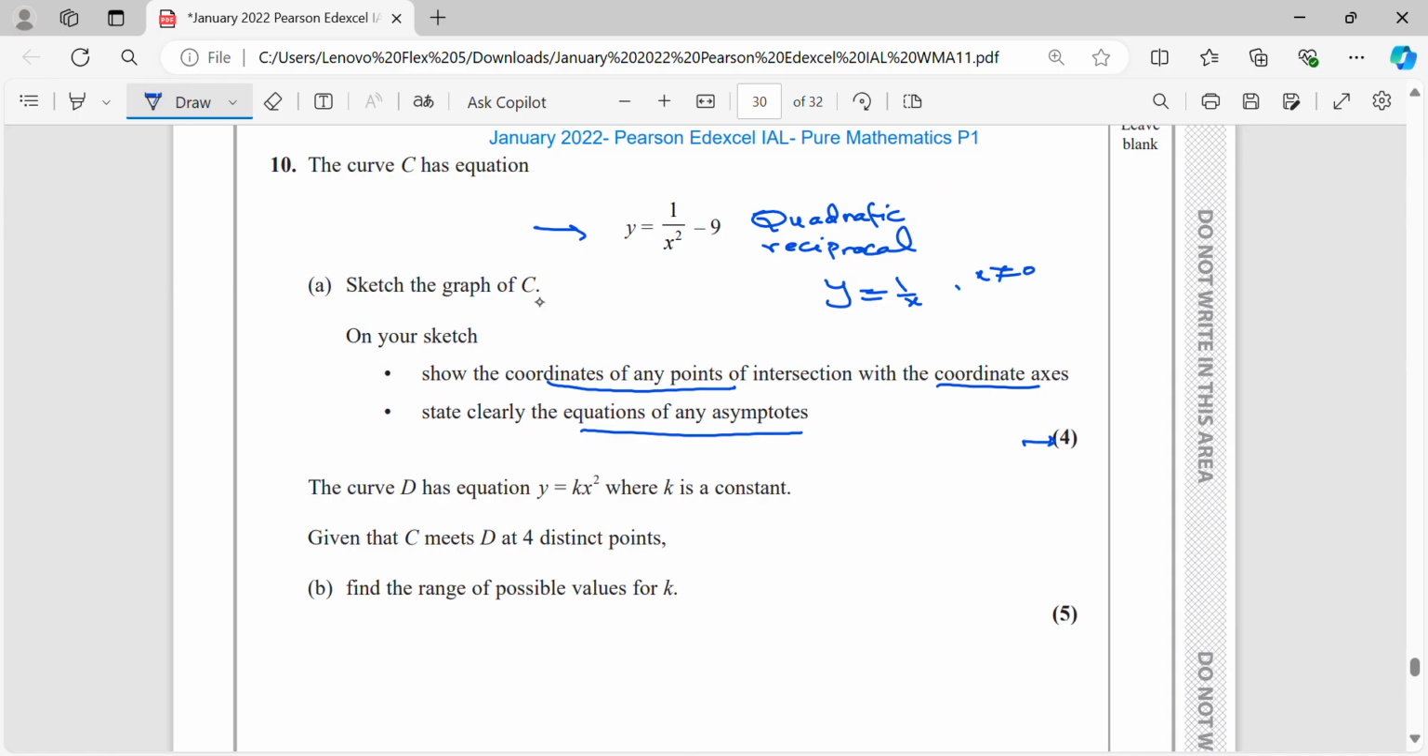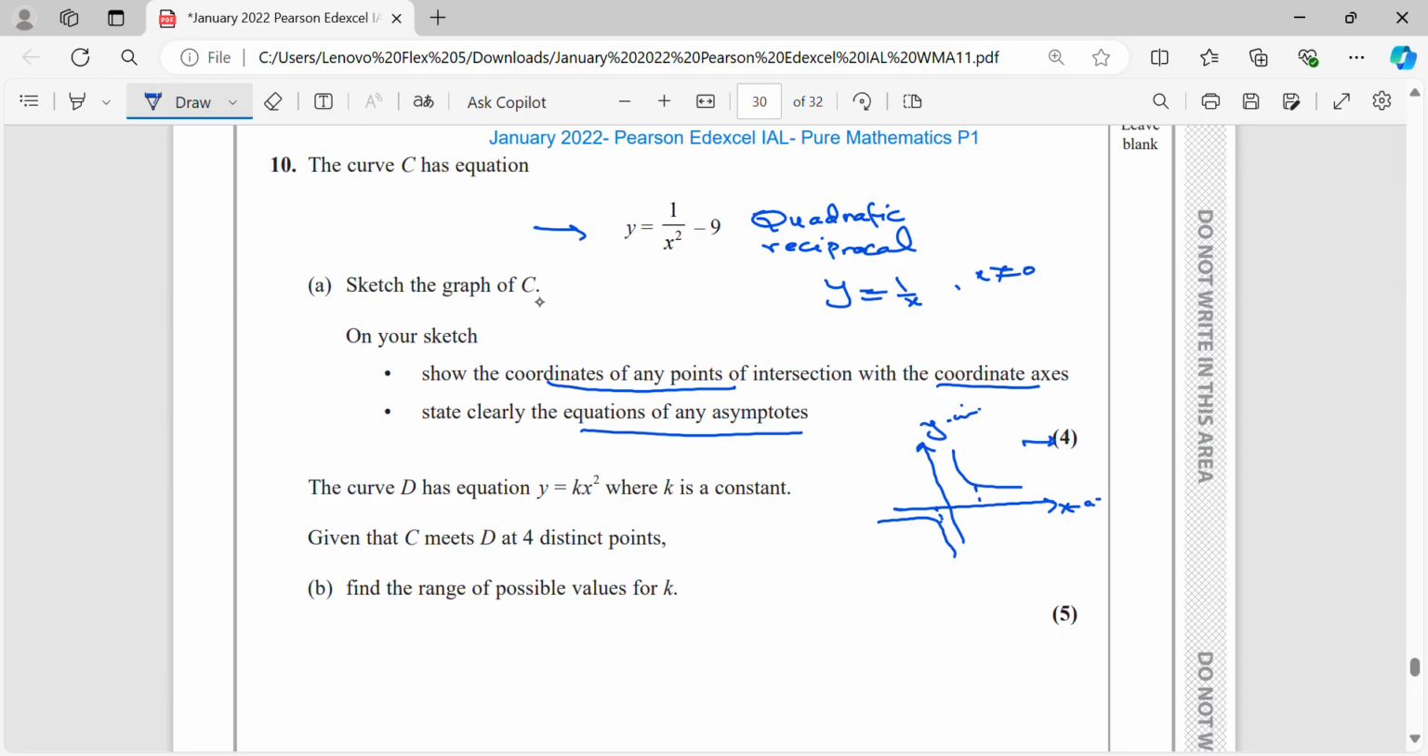If I draw a reciprocal graph here, it is something here and here. When x is 1, y is 1, so the point would be somewhere here. When x is -1, y would be -1, so that point will lie somewhere here. So this is x and this is y, and for a reciprocal graph we have asymptotes. This is the x-axis and this is the y-axis.